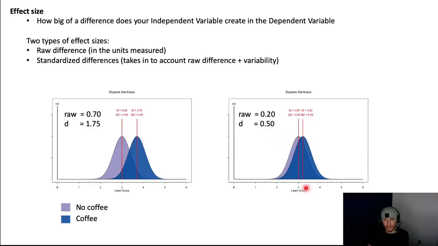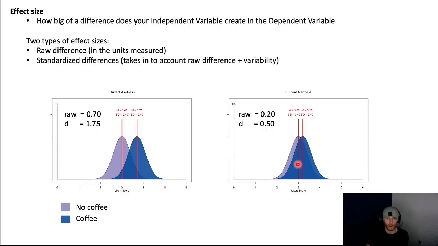Because again, if you now take a student that drank coffee, there's a lot of students represented in this part of the dark blue graph that scored less than the average no coffee drinker in terms of alertness. So you can be less certain that your coffee has had an impact if you were to select a coffee drinker. So that is why we use both measures, and both measures are super helpful.